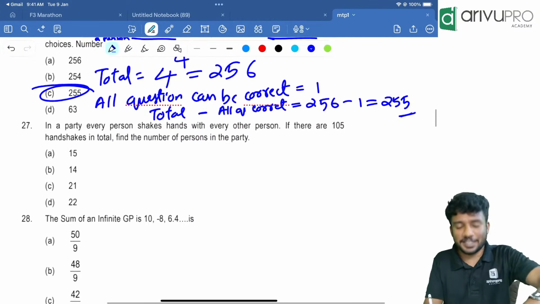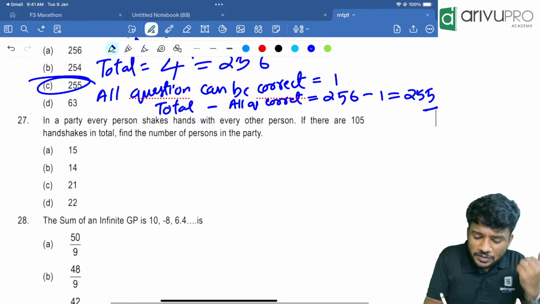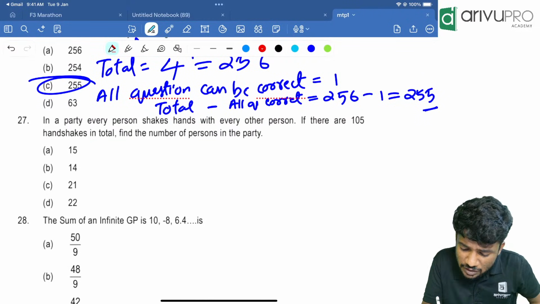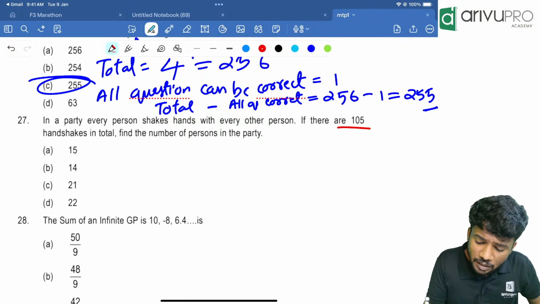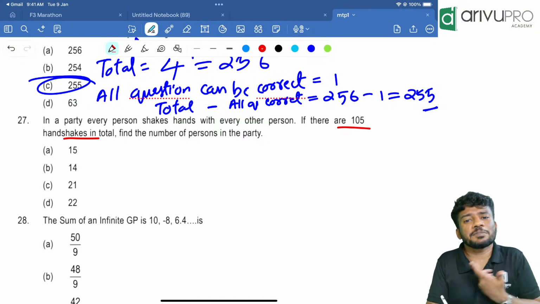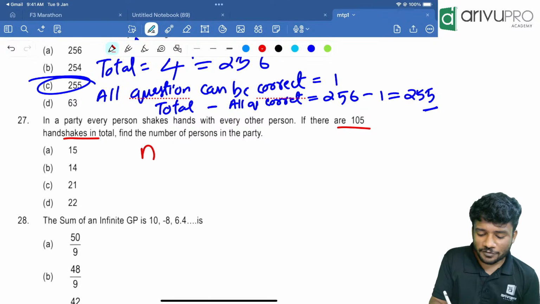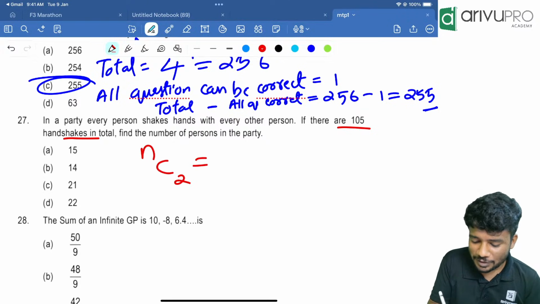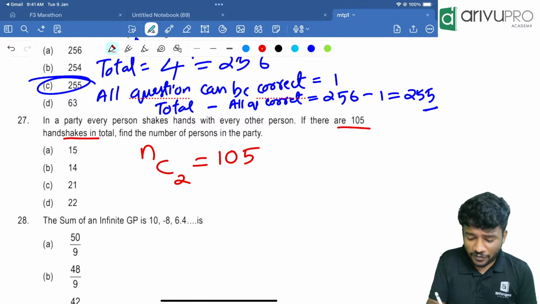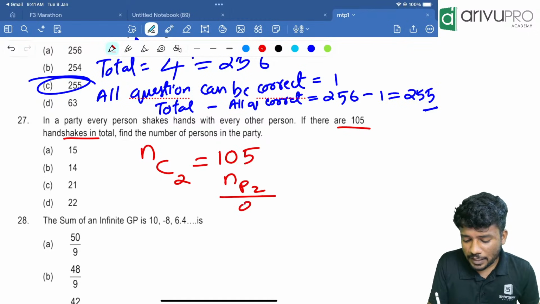Got the point? Yes. In a party, every person shakes hands with each other person. If there are 105 handshakes in total, people, I told you, for handshakes, what is the formula? nC2. nC2 is equal to how much over here? 105. nC2 means what? nP2 divided by 2 factorial, which is equal to 105.